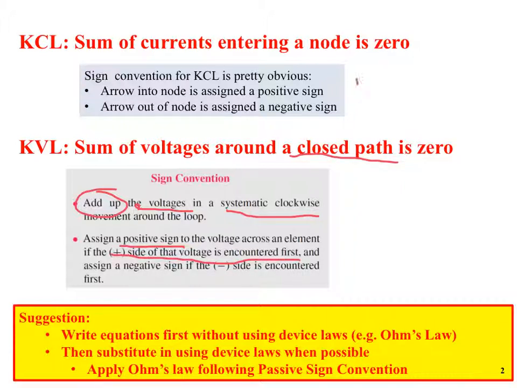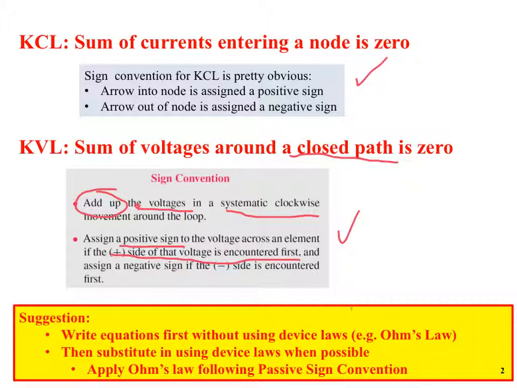So notice up here we have an arrow direction and we have a sign relevant to that arrow direction, and down here we have a plus minus orientation and we have a plus minus connected to that orientation. So if we go into the plus side, we will add it. If we go into the negative side, we will subtract it. And so that's very easy to remember.